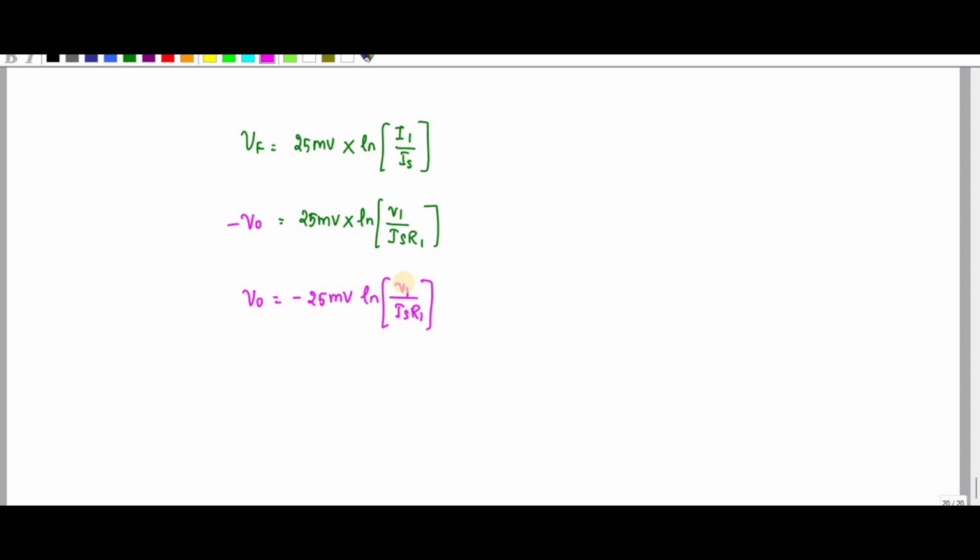So let me discuss one problem on this logarithmic amplifier. So the first problem is, it is given that R1 value is equal to 47K and IS value is equal to 25 nanoampere. Input V1 is equal to 1 volt. Find V0. So this is the question.